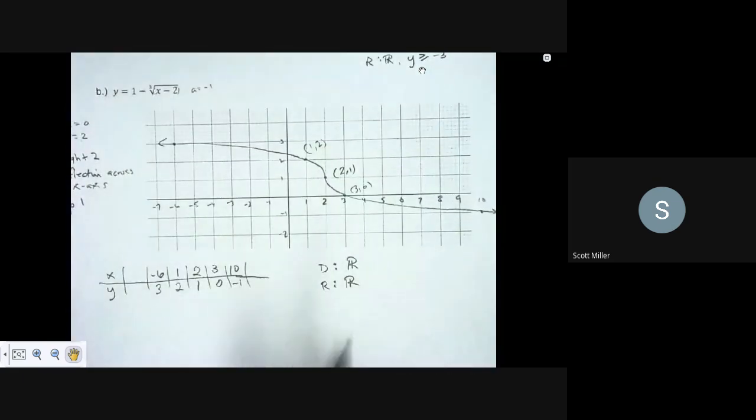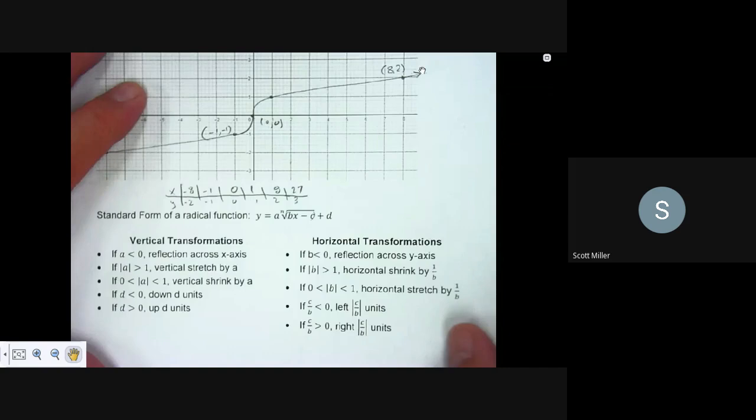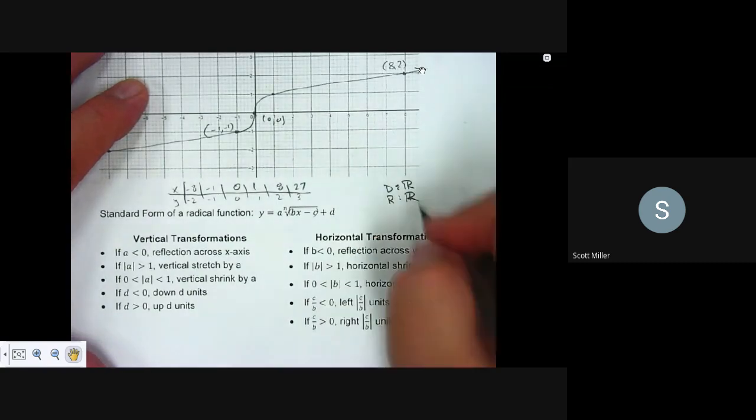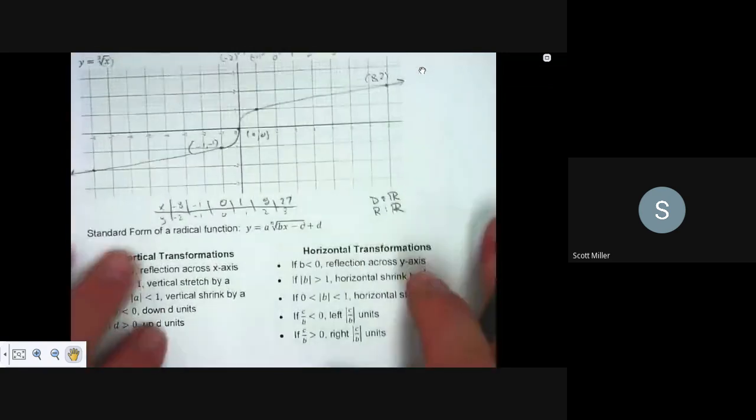So if we go back to the parent function, which I forgot to do the domain and range for, the domain is all the real numbers, and the range is also all the real numbers. Okay, so you can add that to the parent function side, and there we go.